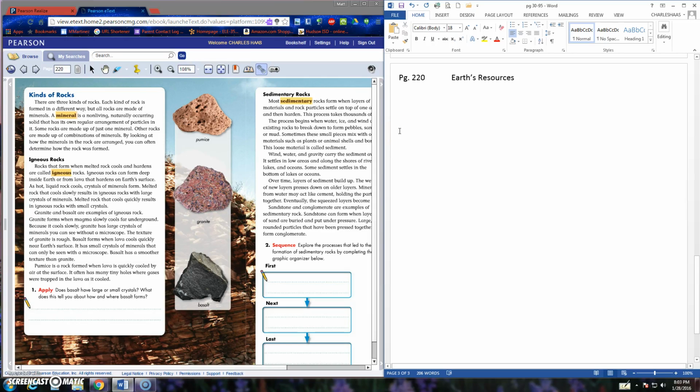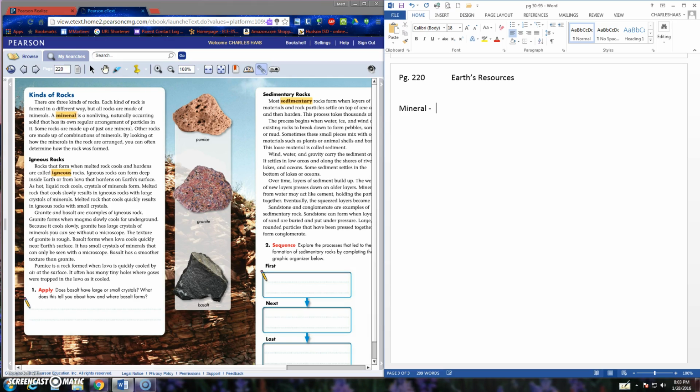And hello again. We're on page number 220. We're looking at Earth's resources. We're going to start off with minerals. There are many different kinds of objects on the Earth. One such object is called a mineral.